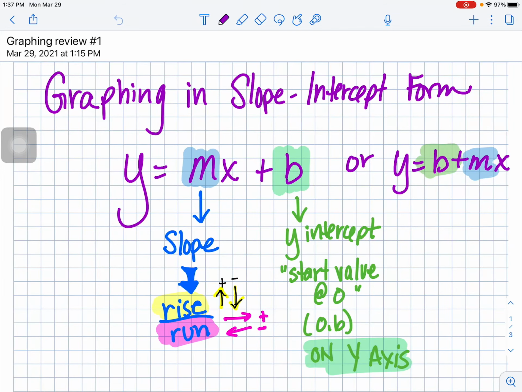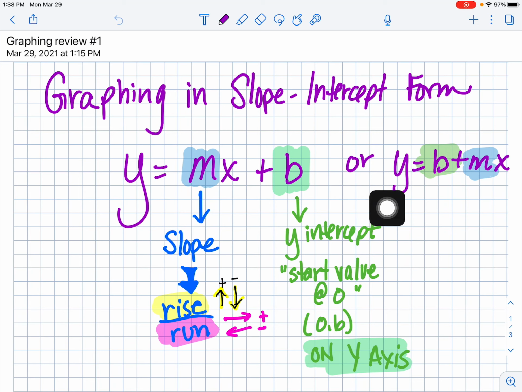All right, this video should help you when you are graphing a line for an equation that is in slope-intercept form. So I thought I would start by reminding you what slope-intercept form is. Slope-intercept form is the form y equals mx plus b, where m is the slope and b is the y-intercept.